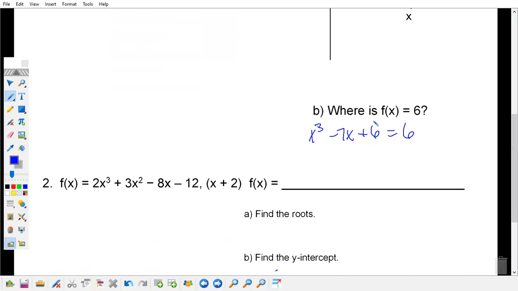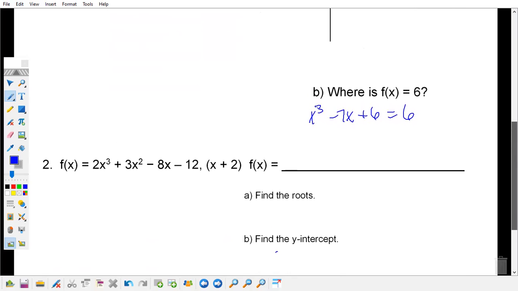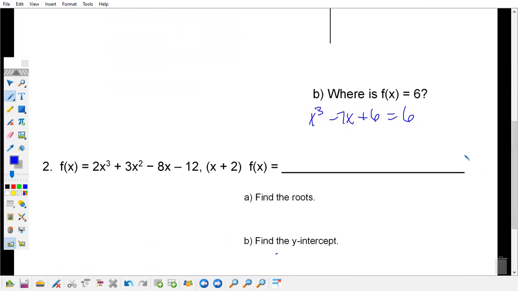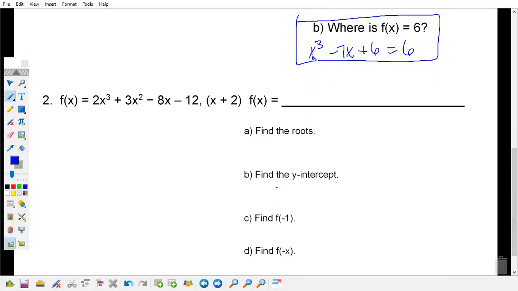Number 4 is not linear, because it has x squared plus x. Part B is wanting you to solve for x. This is just a review part. You're solving x cubed minus 7x plus 6 equals 6, because it says take your f of x and set it equal to 6.